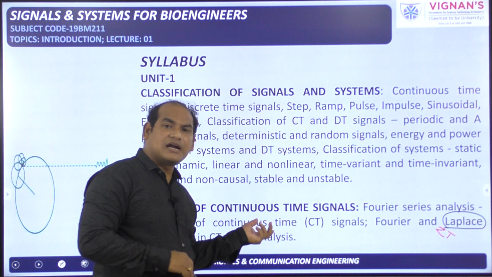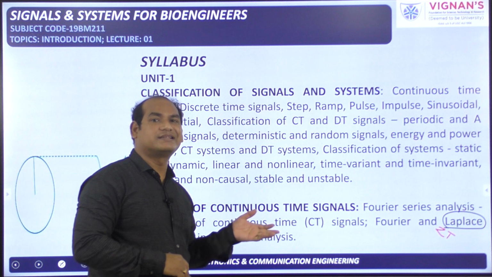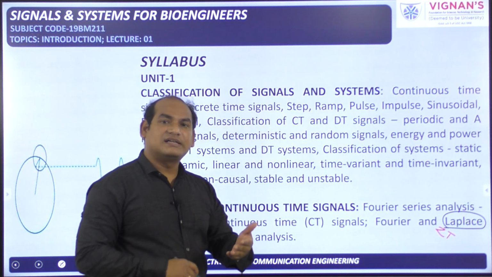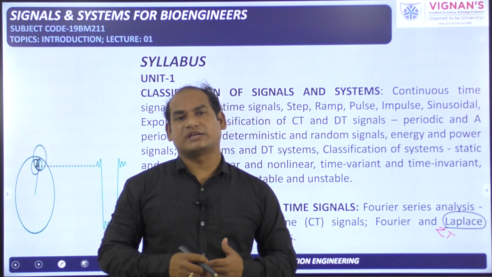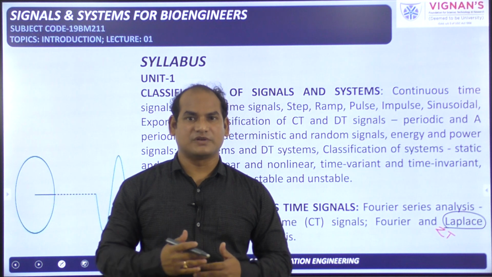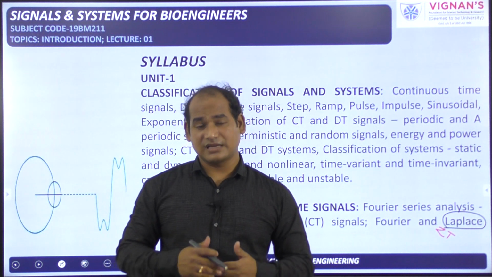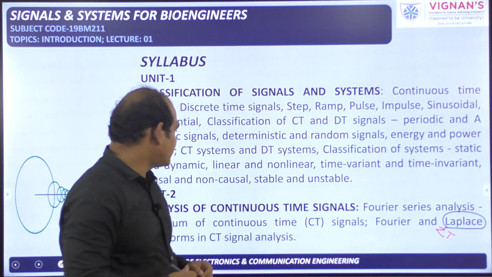Those are called CTFT, that means continuous time Fourier transform, and DTFT, discrete time Fourier transform. After that there will be DFT, that is discrete Fourier transform, and fast Fourier transform, FFT, and those two are not in your syllabus. In the successive subjects, you will see DFT and FFT.